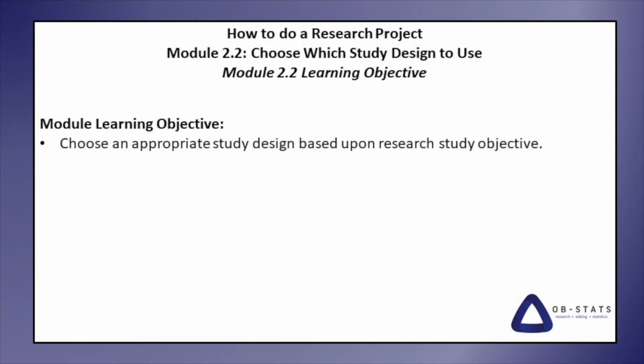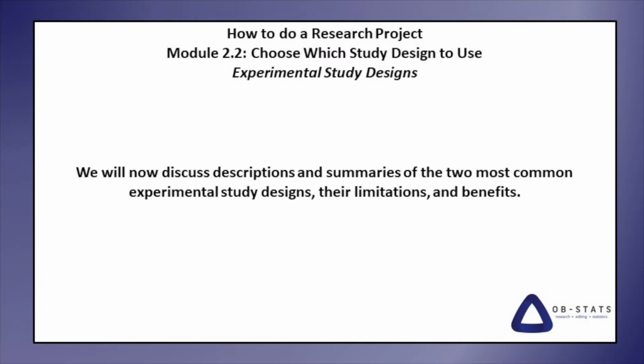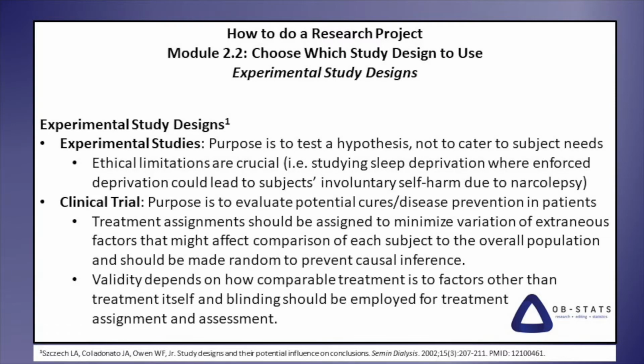The learning objective for this module is to choose an appropriate study design based upon the research study objective. We will now discuss descriptions and summaries of the 2 most common experimental study designs, their limitations, and benefits. In an experimental study, the exposure to drugs, treatment, or another factor of concern is determined solely by the investigator, and the reason for assigning a specific exposure to a particular subject is to test a hypothesis and not to cater to the needs of the subject. Because the goals of an experimental study, rather than the needs of the subject, drive exposure assignment, there is an ethical limitation to the types of issues that can be studied with an experimental design.